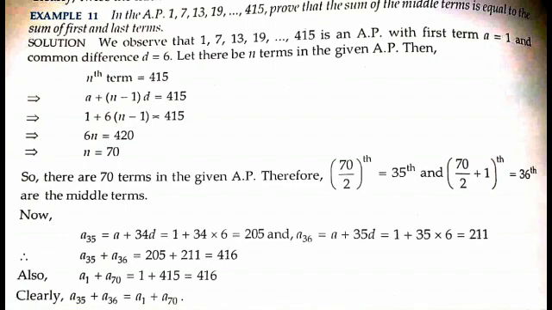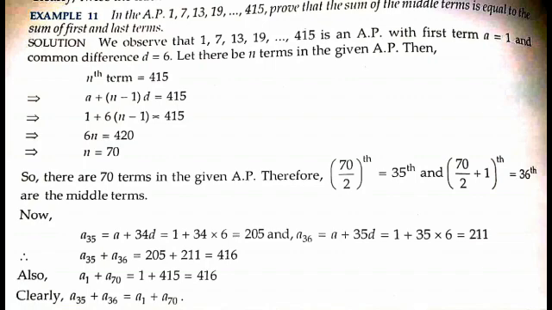For the second middle term, I have A36, that is the 36th term. It is equal to A plus 35 into D, which gives 1 plus 35 into 6, taking the values of A and D here. After simplification, I have the 36th term equal to 211. Now, taking the sum of the middle terms, A35 plus A36 is equal to 205 plus 211, which gives 416.